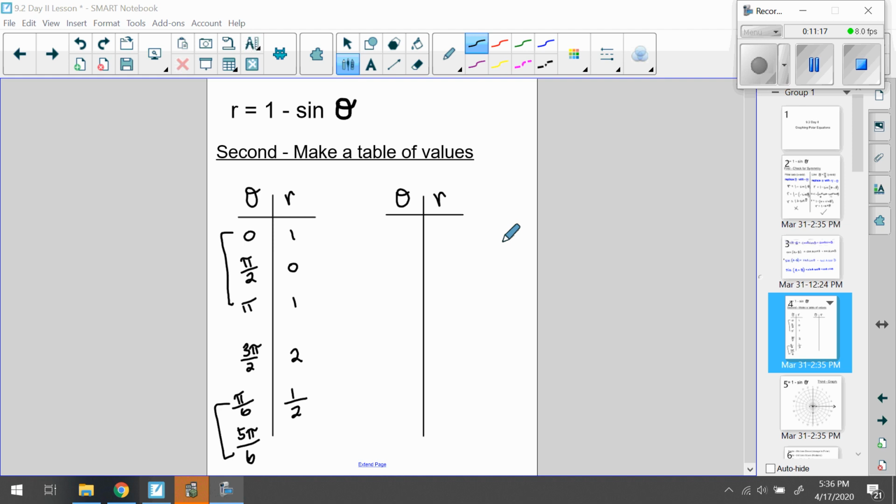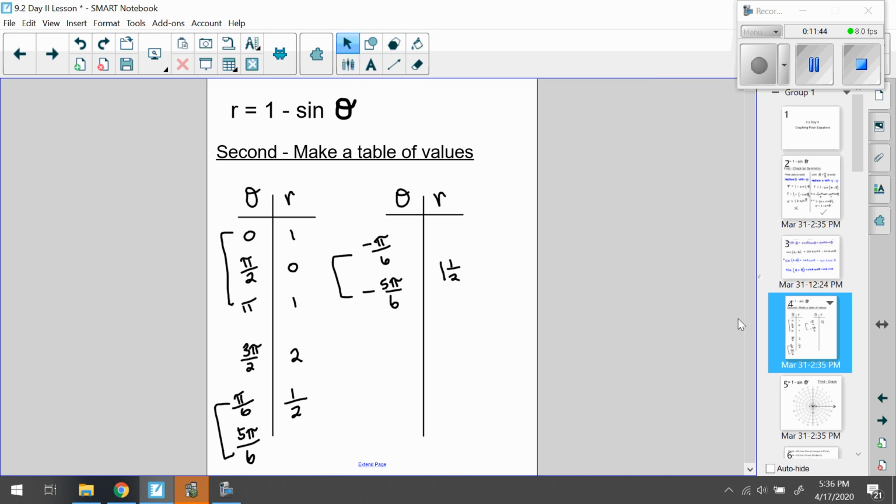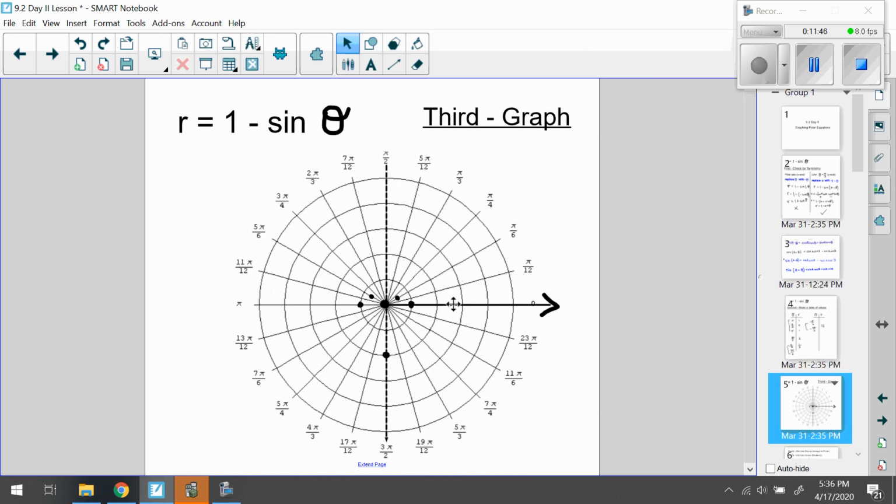And then I'm also thinking negative pi over 6. So if I go backwards, that puts me in the 4th quadrant. That's going to have a sine value of -1/2. So 1 minus -1/2 will be 1.5. And so if I put that one, I'm also thinking that if I go backwards, -5 pi over 6, that one's going to match as far as symmetry goes. So these two both have the same r value of 1.5. So that's going to help me get a few more points in here.